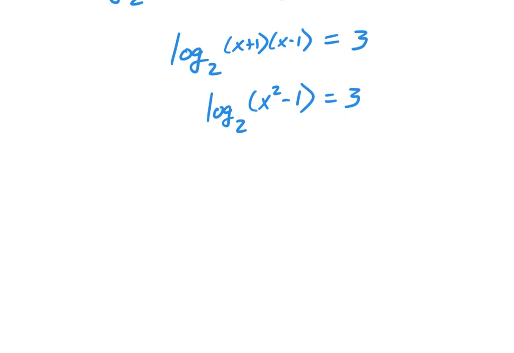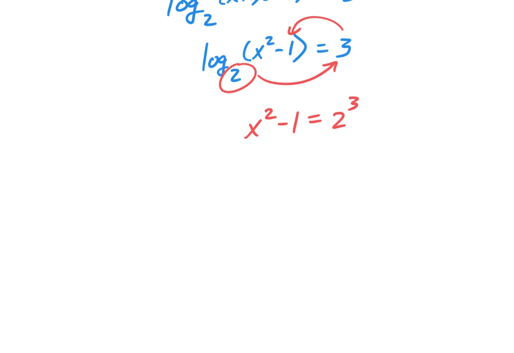All right, so what we're going to do is change this, just like we did on a couple other problems today. Because this is a log equation, we're going to change it into an exponential equation so that we can solve for x. x squared minus 1 equals 2 cubed. 2 cubed is really 8.